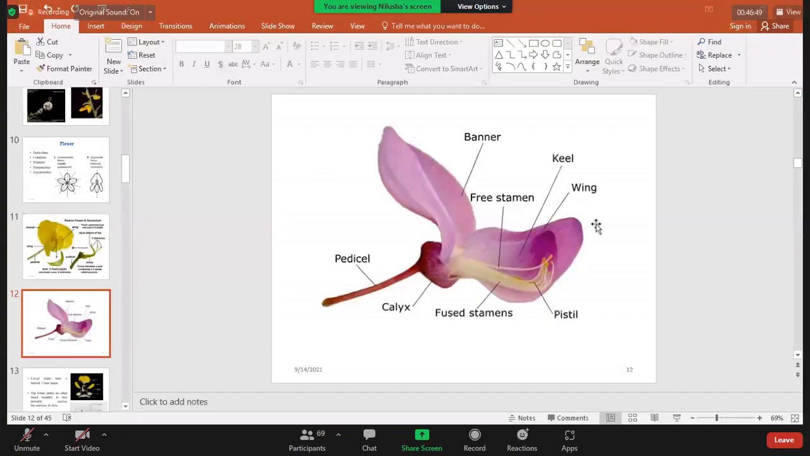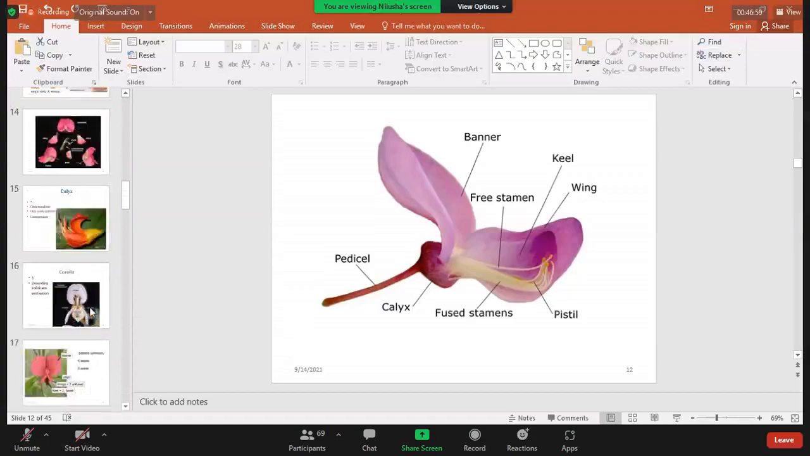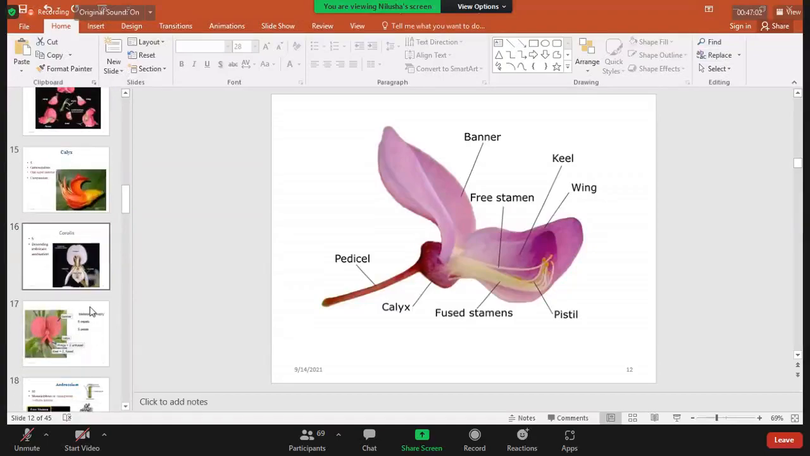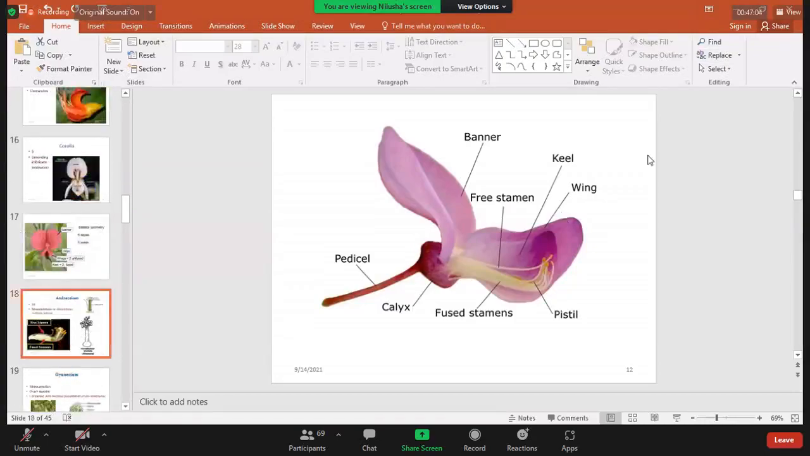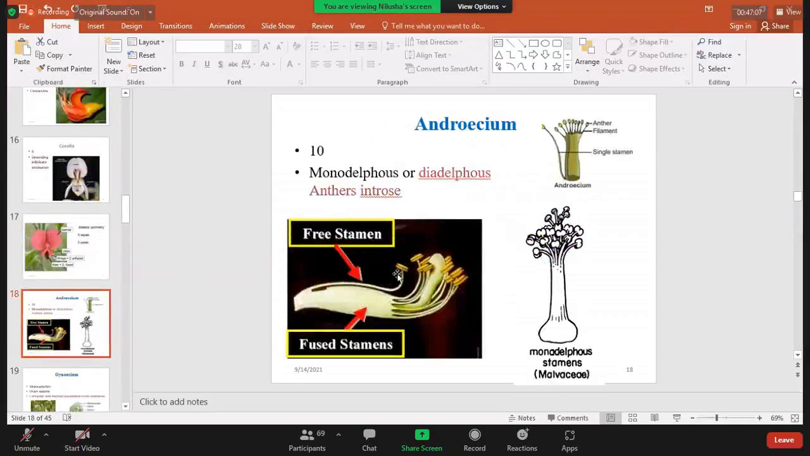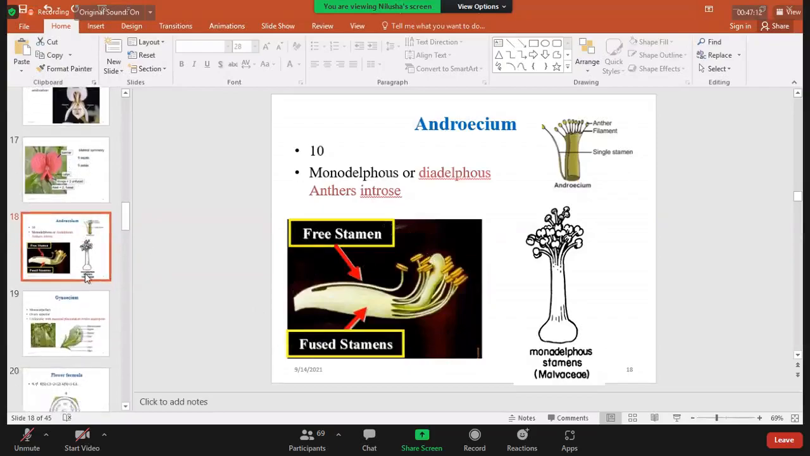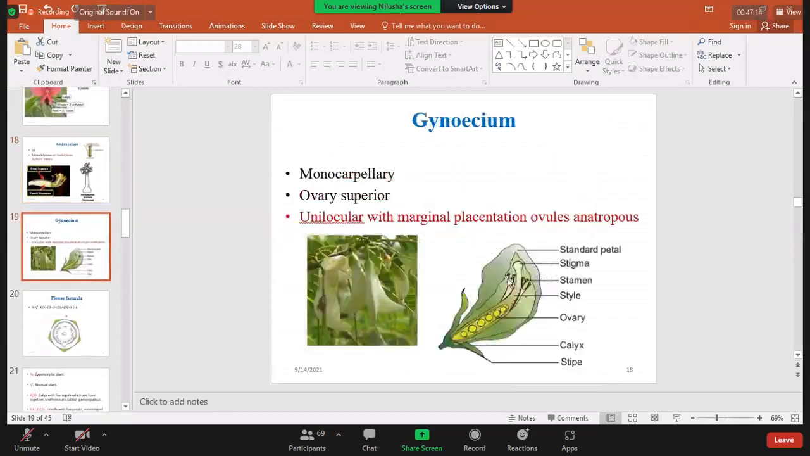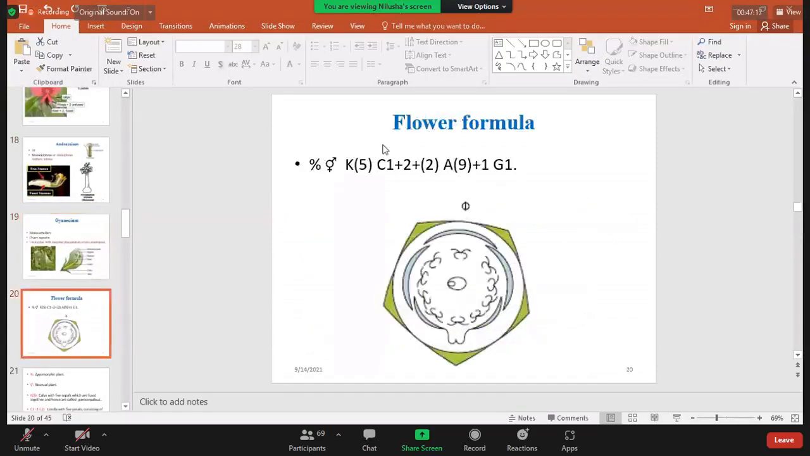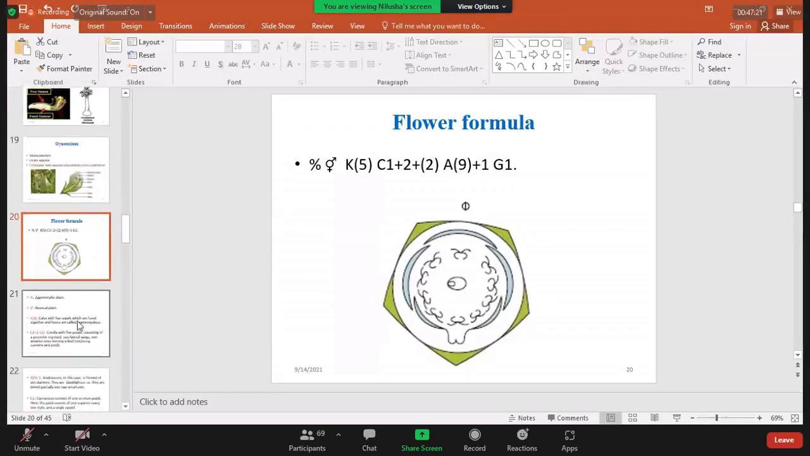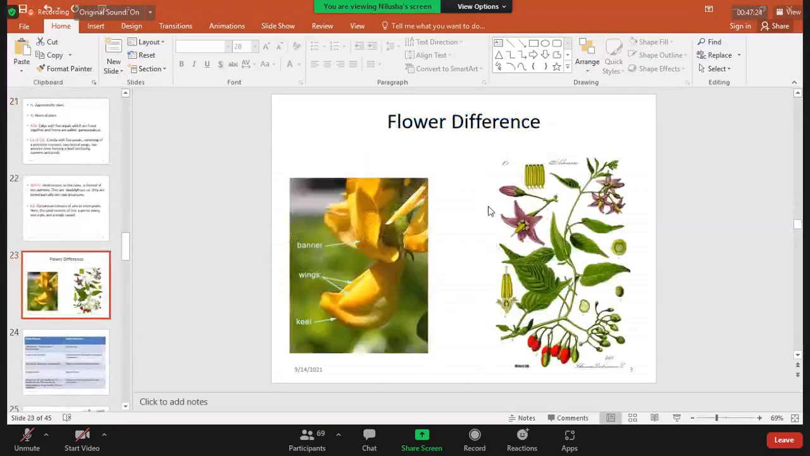You have to draw this picture or this one in your practical book. And about this image, androecium, gynoecium, and floral formula you want to draw. This one, no need to draw.